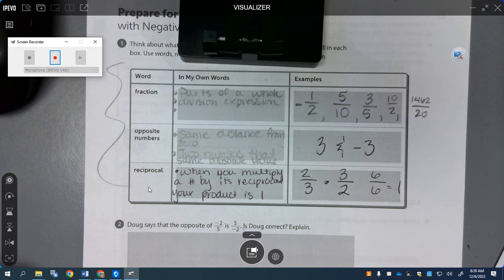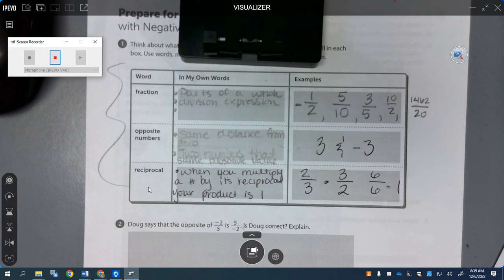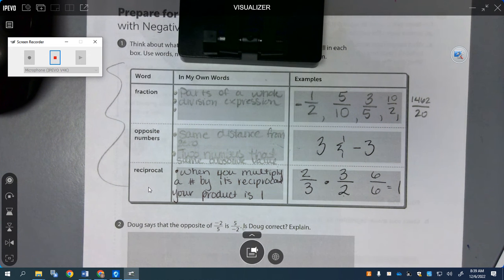Okay, what's the reciprocal of 2? What's the reciprocal of 2? Not quite. 1/2, right? You just flip it. So 2 is 2 over 1. So the reciprocal of that would be 1 over 2.